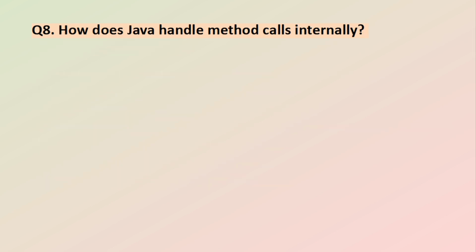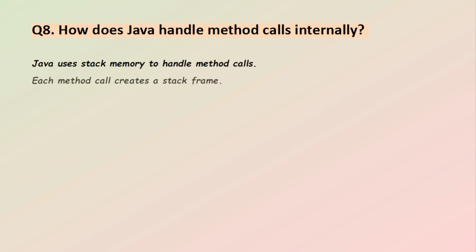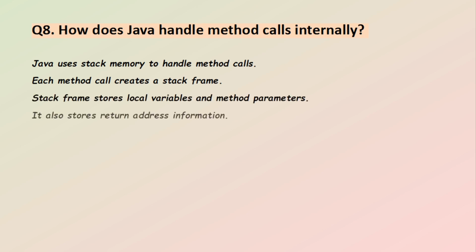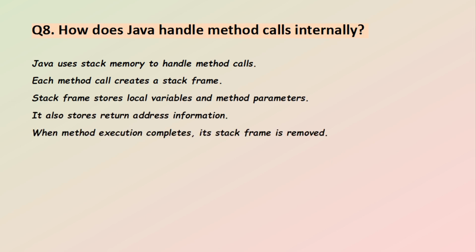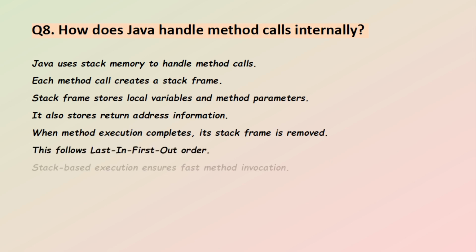How does Java handle method calls internally? Java uses stack memory to handle method calls. Each method call creates a stack frame. The stack frame stores local variables and method parameters. It also stores return address information. When method execution completes, its stack frame is removed. This follows last in, first out order. Stack-based execution ensures fast method invocation.